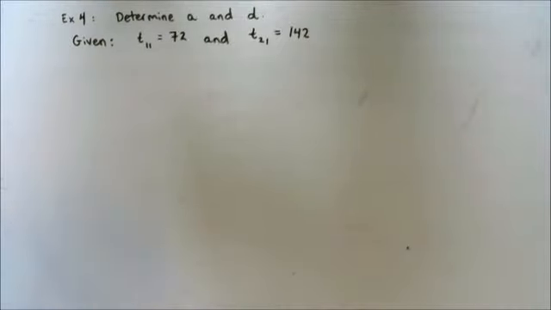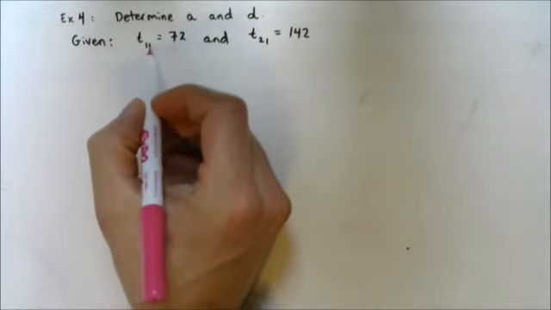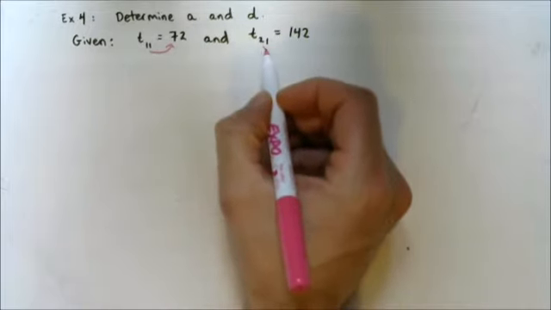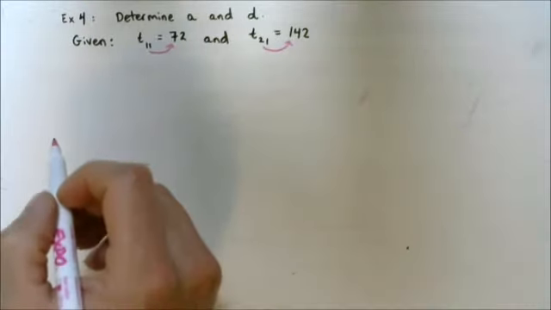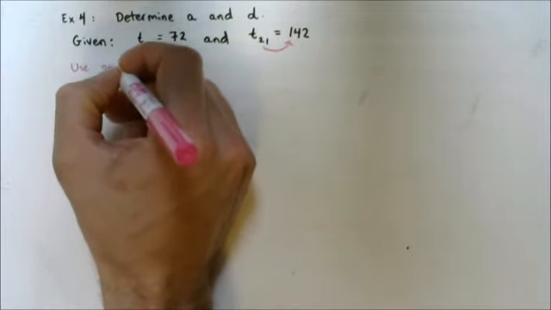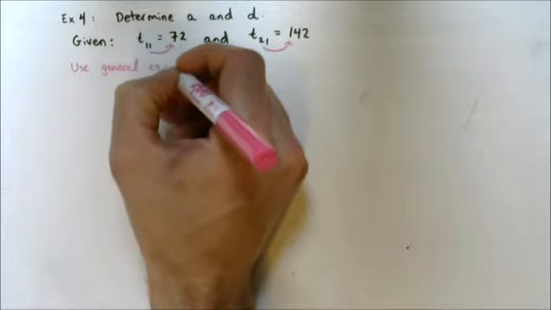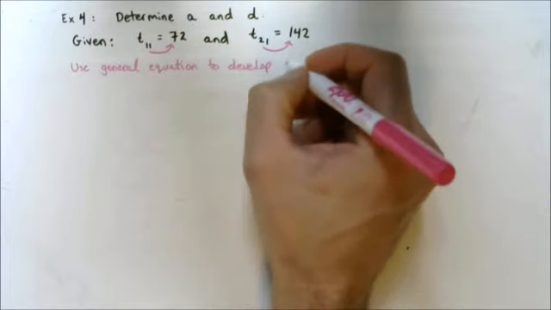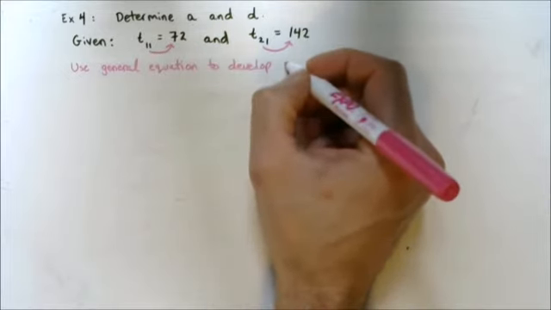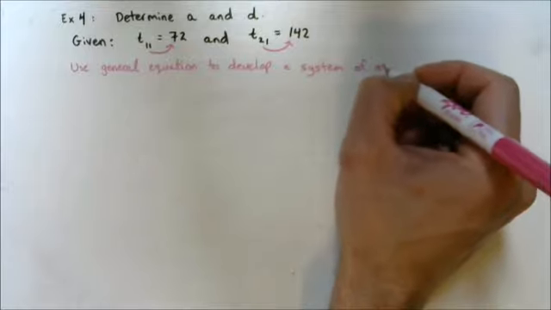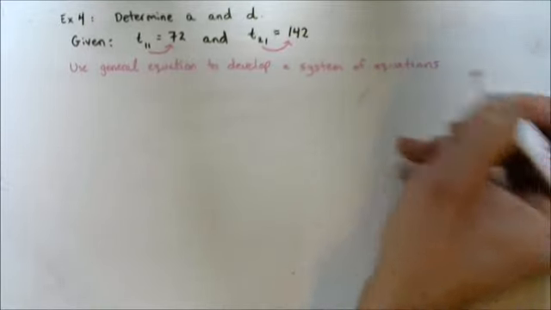Here we go. I'm going to substitute the values that we do know, which is simply the idea that if n is 11, t of n is 72, and if n is 21, t of n is 142. So we can actually develop 2 equations using our general equation to develop a system of equations. And I hope that language is familiar.